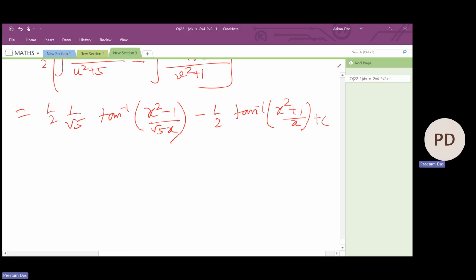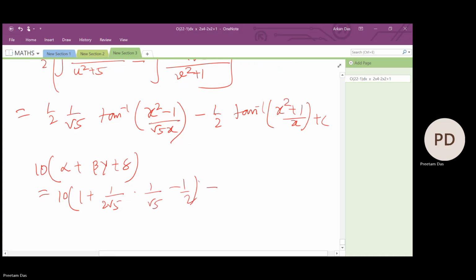Okay. So now you can easily calculate the alpha, beta, gamma, delta, whatever they're asking. Integration has been solved. So 10 alpha is 1. Theta is 1 by 2 root 5. It is again 1 by root 5 and then minus half. The answer is 6.